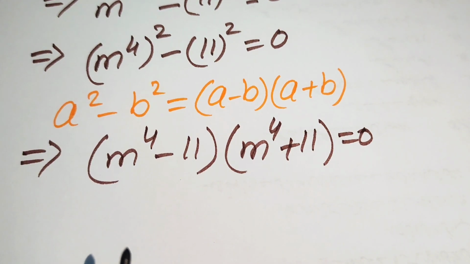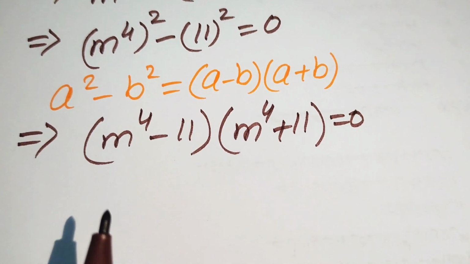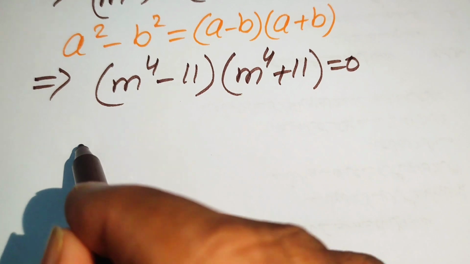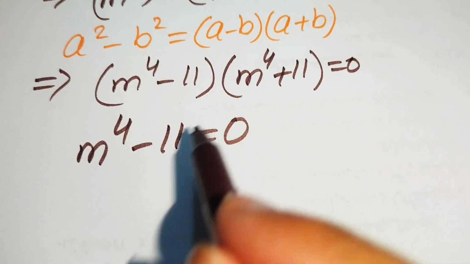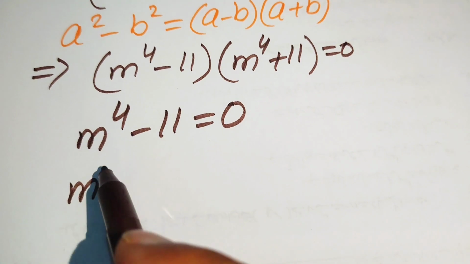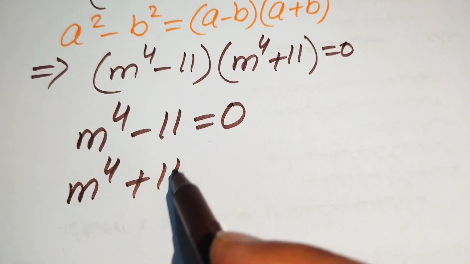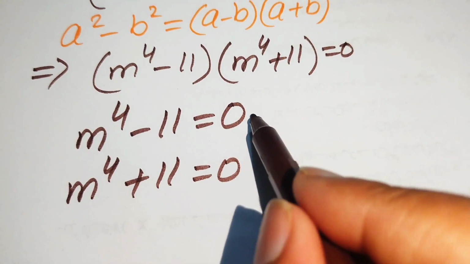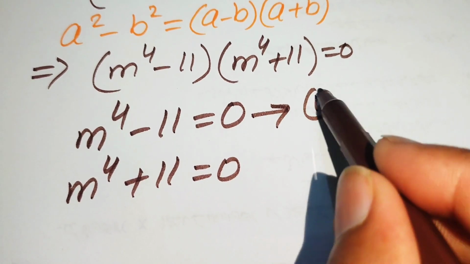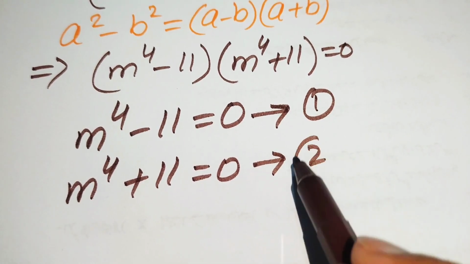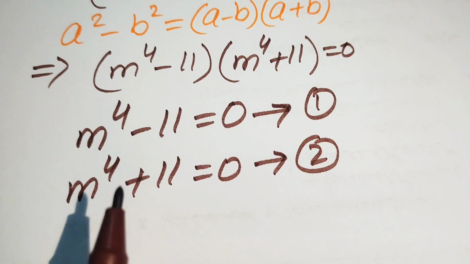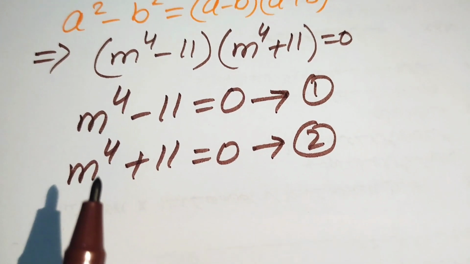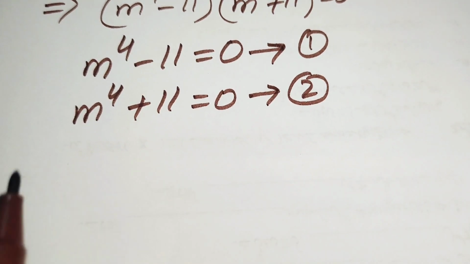So here we just convert this into two cases. Our first case is m to the power of 4 minus 11 equals 0, and the second is m to the power of 4 plus 11 equals 0. We call this equation number 1 and this equation number 2. Now we solve these two equations, but first we focus on equation number 1.